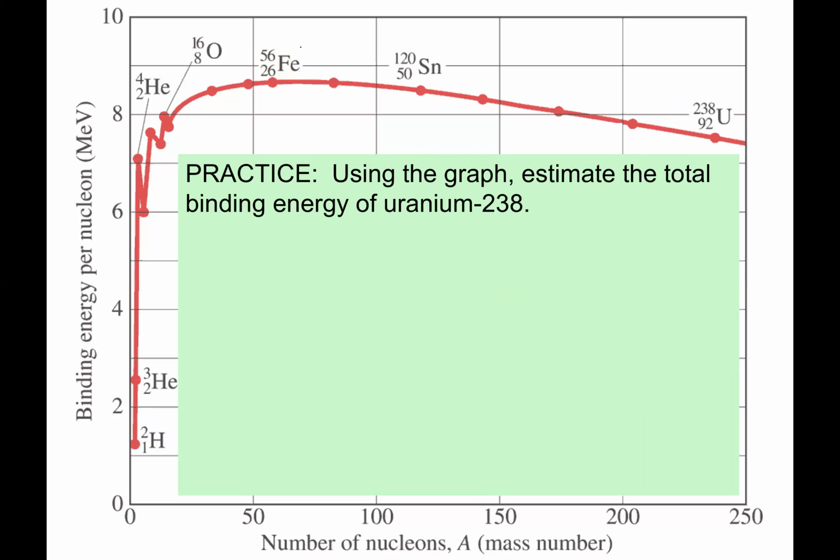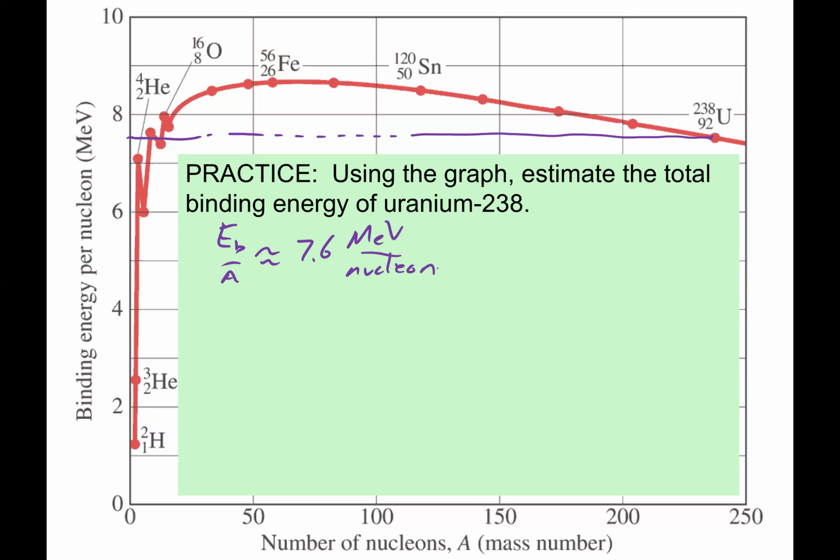So the other thing we can do is something like this. Using the graph, estimate the total binding energy of uranium-238. How would you do a problem like this? This is quite simple. All you do is you come across here and you estimate what this is. I would say that looks to be like 7.6. So binding energy per nucleon is roughly 7.6 mega electron volts per nucleon.